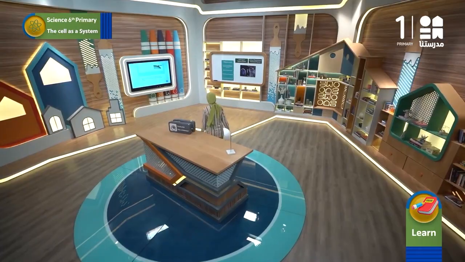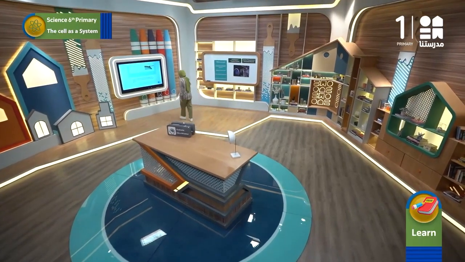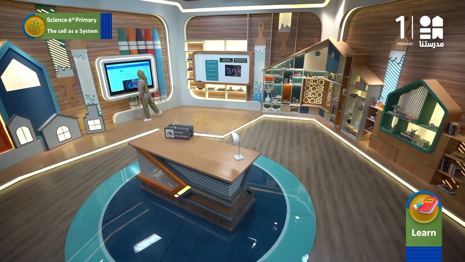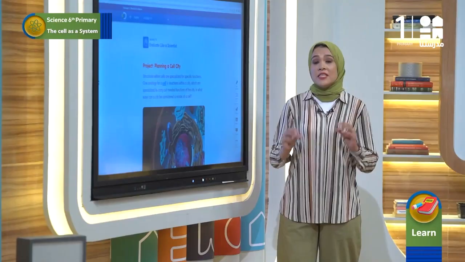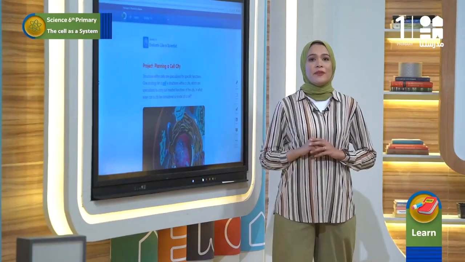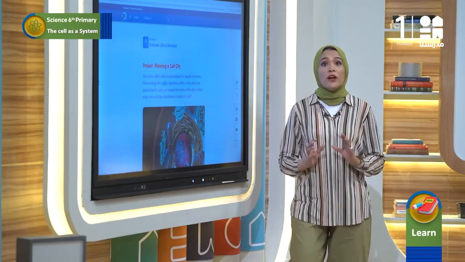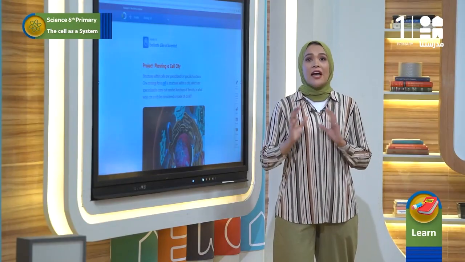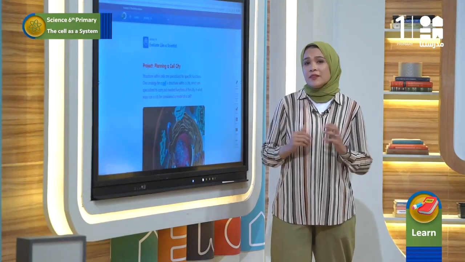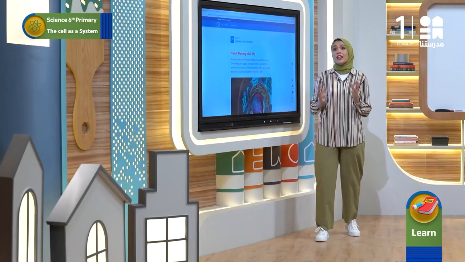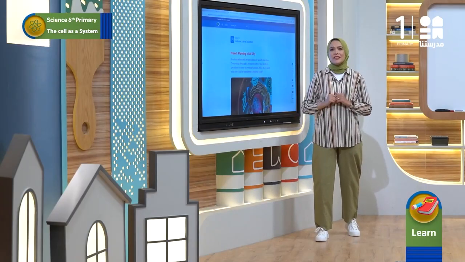This activity's title is Project: Planning a Cell City. Let's check the activity on TechBook. Do you understand these instructions? Let me clarify. Simply imagine you are an engineer. Think to design a model of a cell city. What are the components of the city, do you think? Yes, the components like buildings are the organelles of the cell.